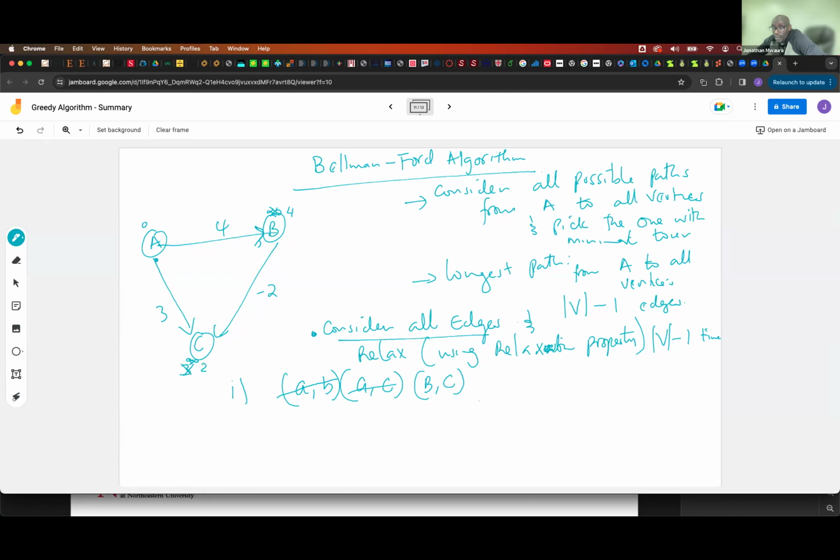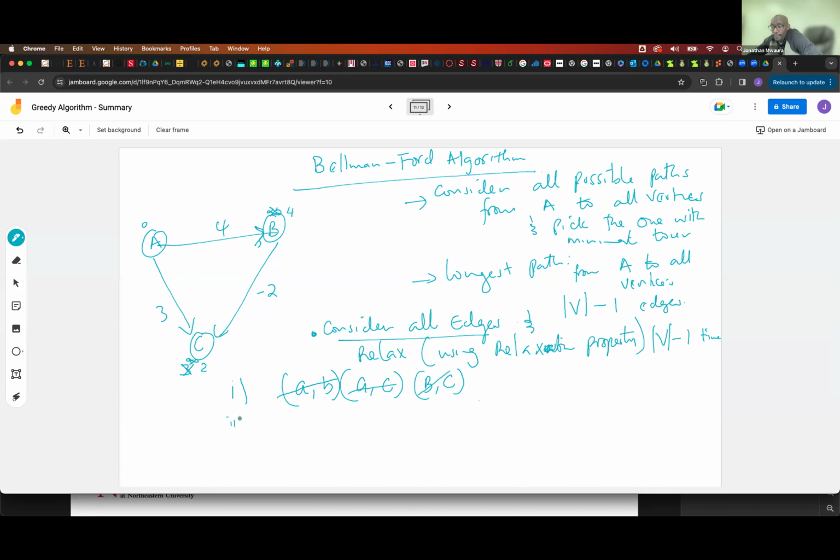So remember, we must consider all edges. This is key to this technique working. We must consider all the edges. So we are not putting these things into some sort of closed set so that we cannot visit them anymore. We are going to consider all the edges and relax the edges, based on this idea that we must repeat this V minus 1 times. So we have considered that now.